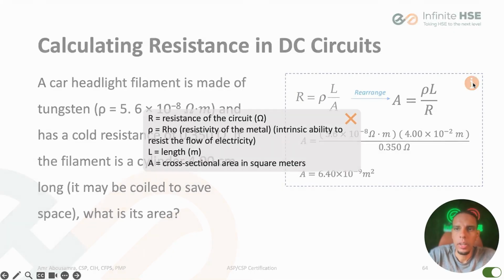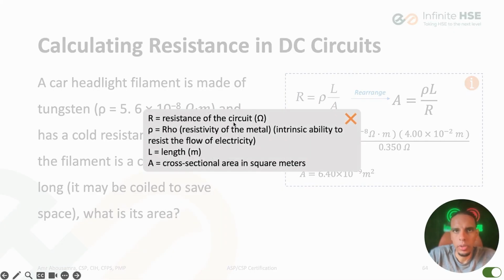Okay, so what is R? Of course, it's the resistance of the circuit. Rho is the resistivity of the metal. This resistivity isn't a fixed value for all materials, so depending on the material, there's a specific resistivity coefficient for that material. In the case of tungsten, they've given you its value, as we saw in the question. L, of course, is the length, and A is the cross-sectional area in square meters.